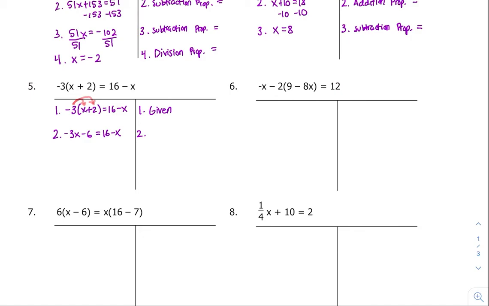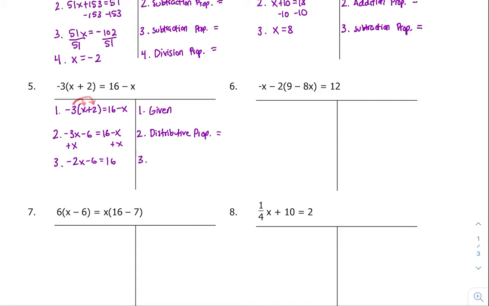So to support this statement, or how we got here, we use the distributive property of equality. Next, now I'm going to get my variables on the left-hand side of the equal sign, so I'm going to add by x to both sides. -2x minus 6 is equal to 16.